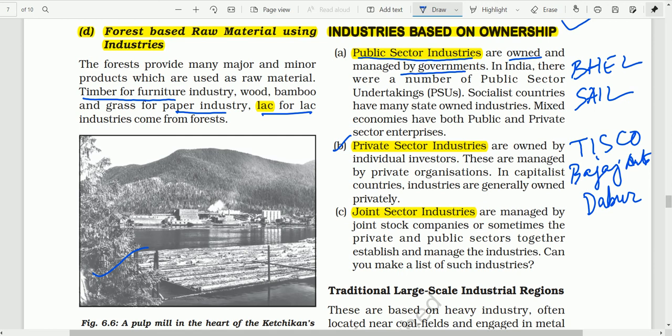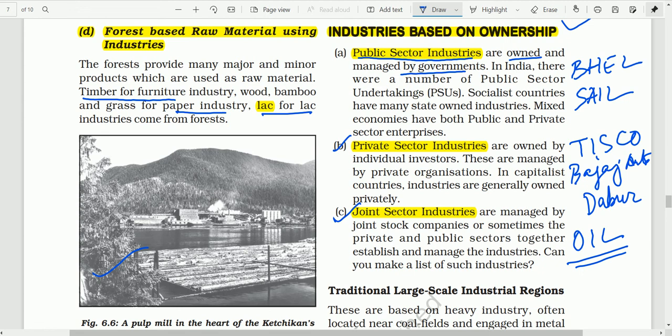And next we have joint sector industries. So these are the industries managed by joint stock companies or sometimes the private and the public sectors together establish and manage the industries. The government together with private individuals or group of individuals establish and run industries. Such type of industries are known as joint sector industries. Say for example, we have Oil India Limited. So this is an example of joint sector industries.